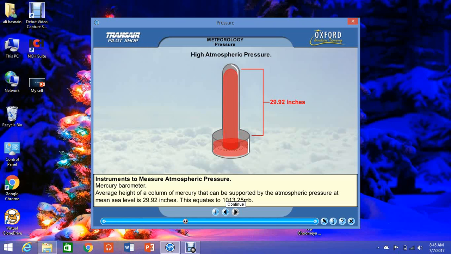The average height of a column of mercury that can be supported by the atmospheric pressure at mean sea level is 29.92 inches. This equates to 1013.25 millibars or hectopascals.